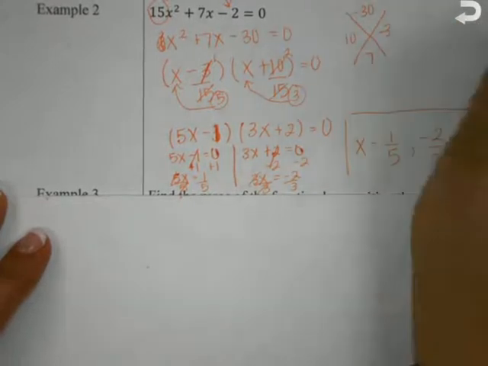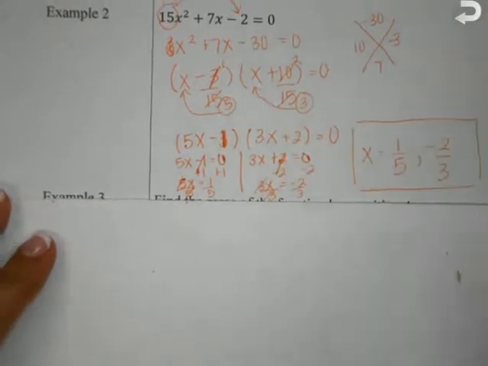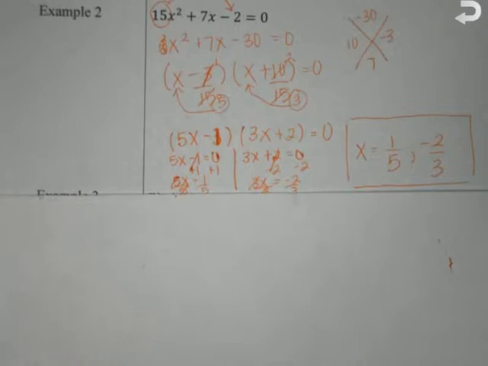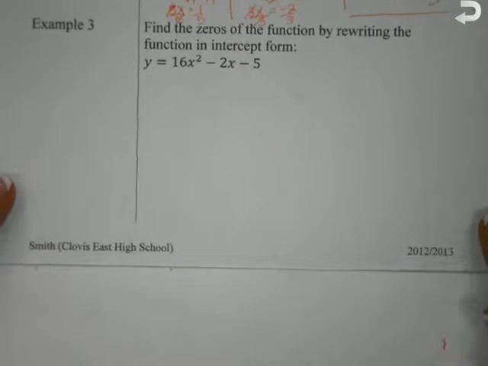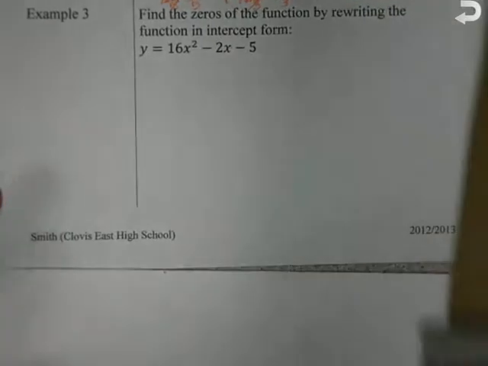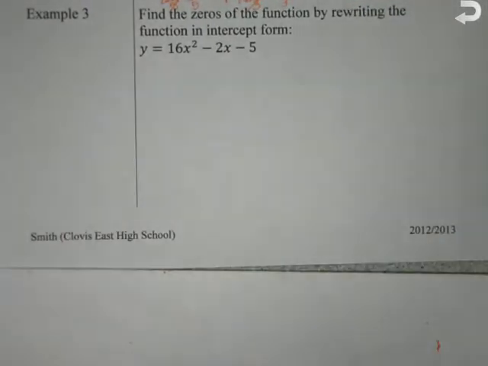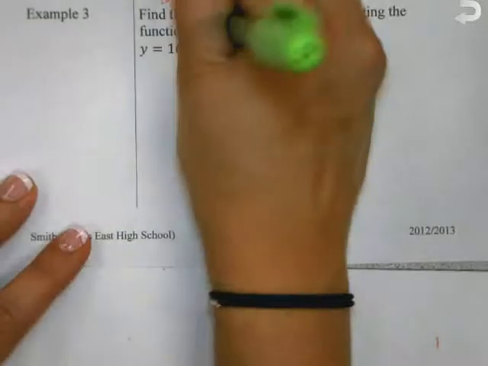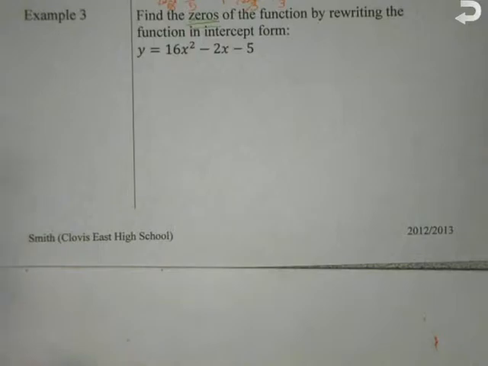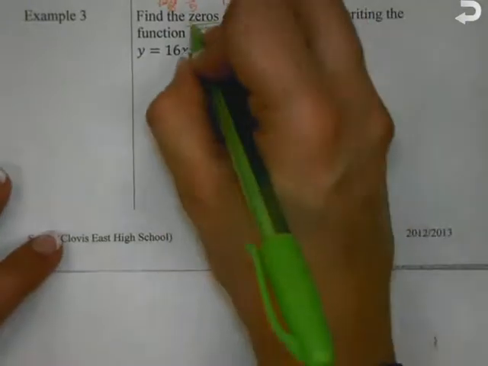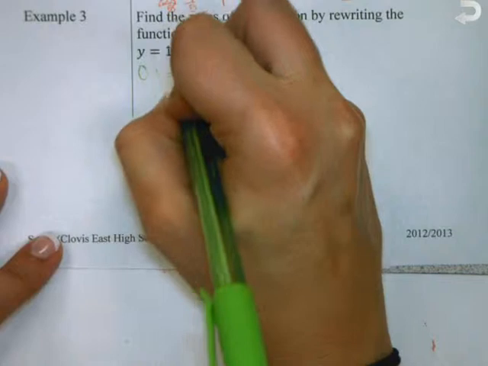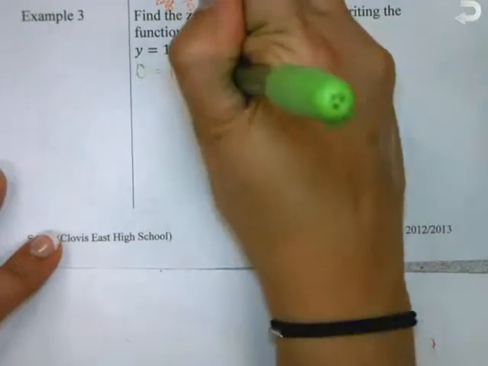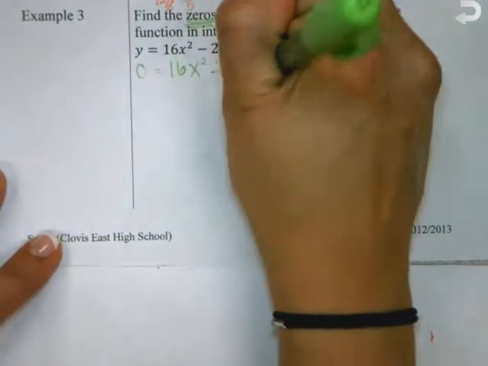Okay. What I want you guys to do, example 3, I want you to try it on your own. The instructions say find the zeros of the function by rewriting in intercept form. The zeros just means solve when y is equal to 0. So that's what it means when it asks for zeros. So set the whole thing equal to 0 and then use factoring to solve for this.